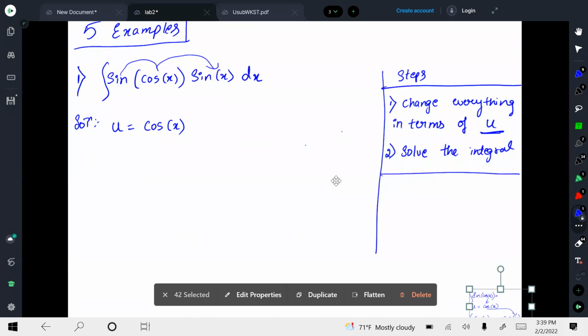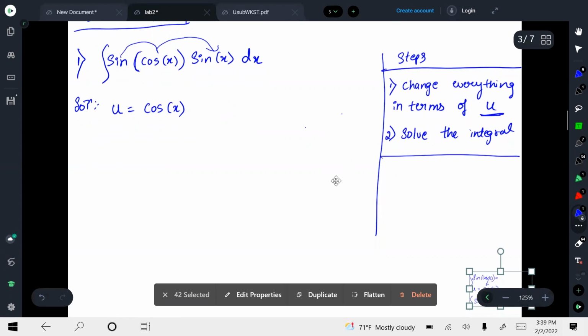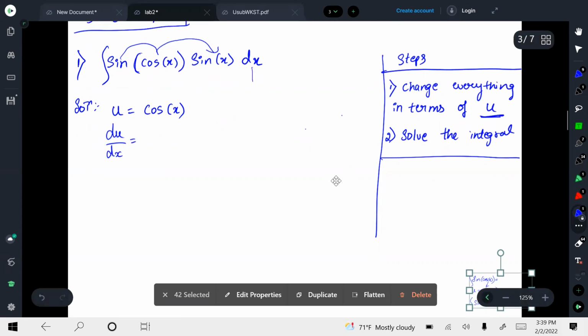Now I have chosen cos of x because that is inside the sine function. So if I make this one variable, then I can solve it easily, right? Okay. Now, finding the derivative. Why should I find the derivative now? Because this is an integral problem. Then why am I supposed to find the derivative of U? That's because I want to change the dx as well.